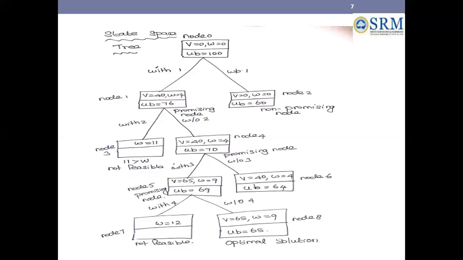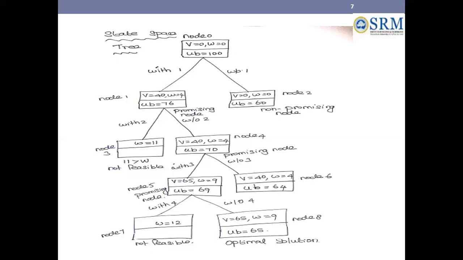So with adding item 3, the value will become 65, and the weight will be the previous 4 kg. Now item 3 weight is 5 kg, so the new weight is 9. Find the upper bound value, that is 69. And like that, find out the value of node 6, that is 64.